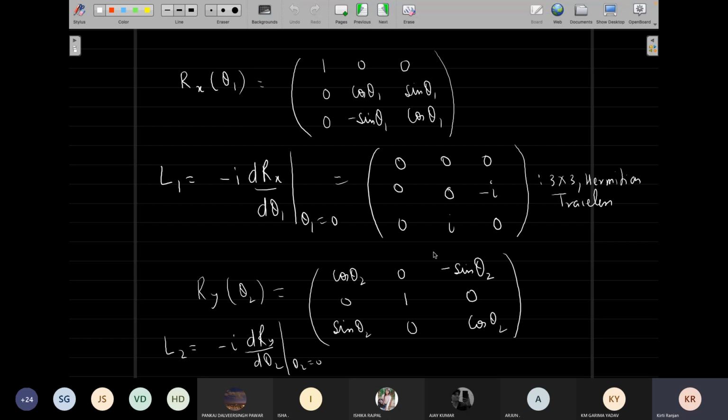So can you also find L2 for me? L2 will turn out to be, so please look into this. The only thing you'll have to remember is that minus sin θ2 is here. So this will be minus i or plus i in the first row, third element. Plus i. That is the only thing you'll have to remember, and everything else is fine. So 0, 0, i, 0, 0, 0, minus i, 0, 0. Again, you will see the same structure: 3 by 3, Hermitian, traceless.